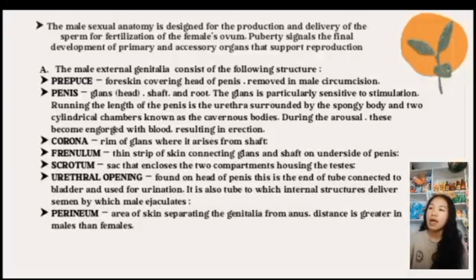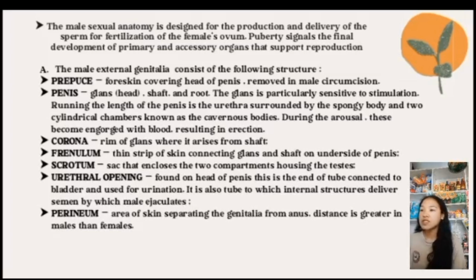Development of primary and accessory organs that support reproduction. So, ang male sexual daw, nag-design siya sa reproductive, mag-deliver sab siya sa kanang about nga sperm cell, ingana sa female. Male internal genitalia consists of the following structures.